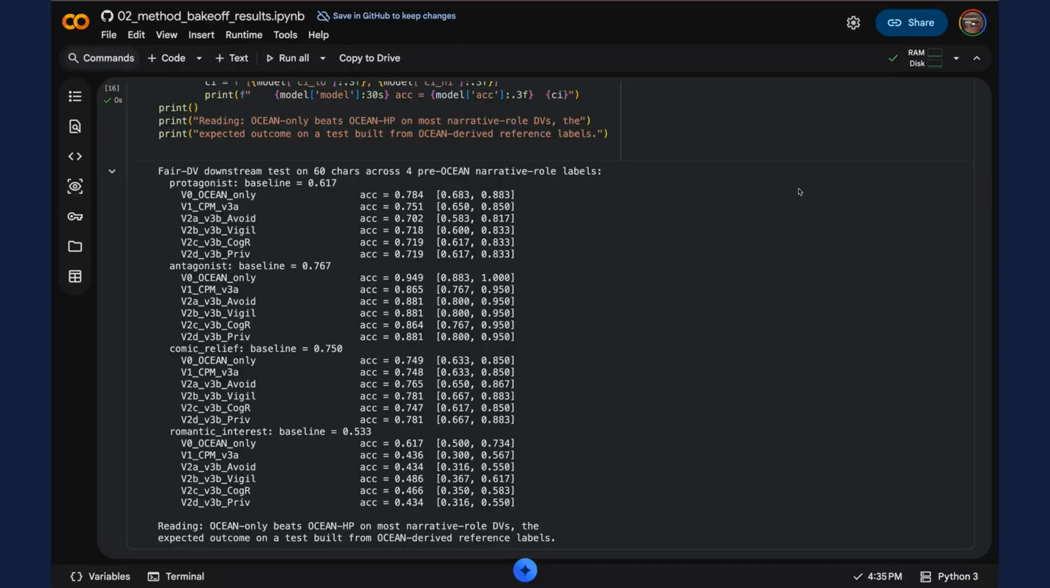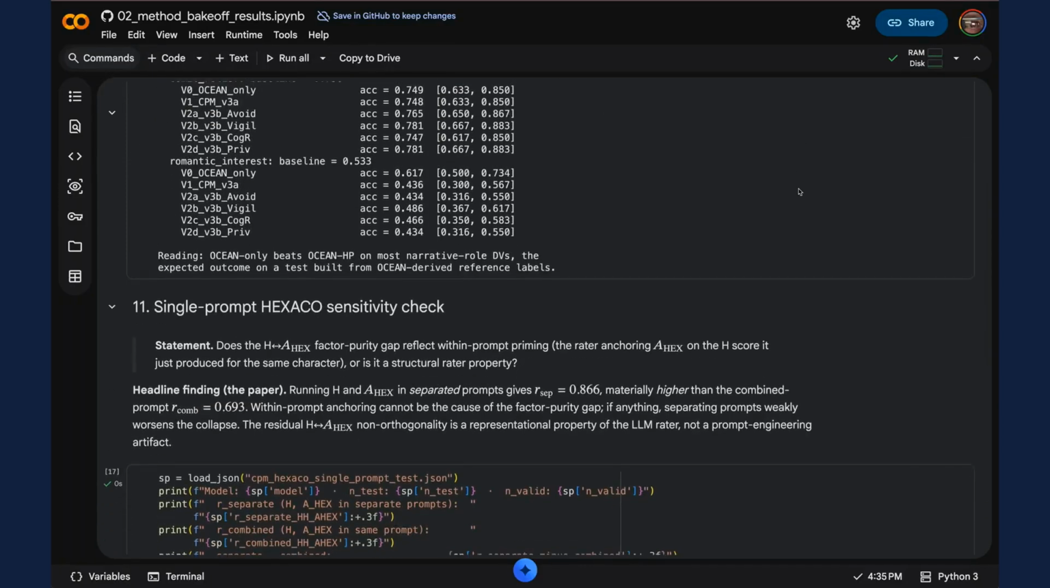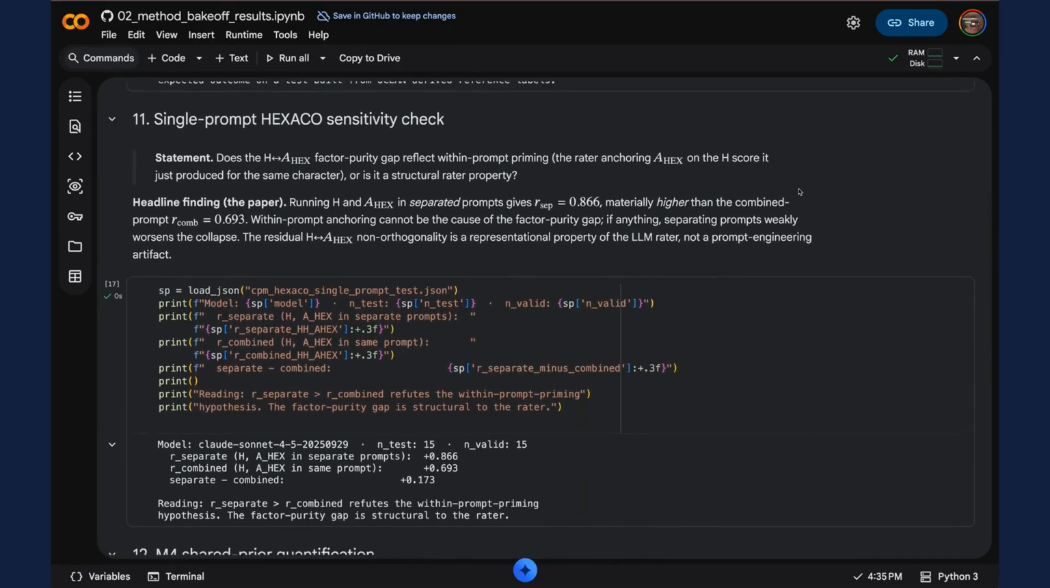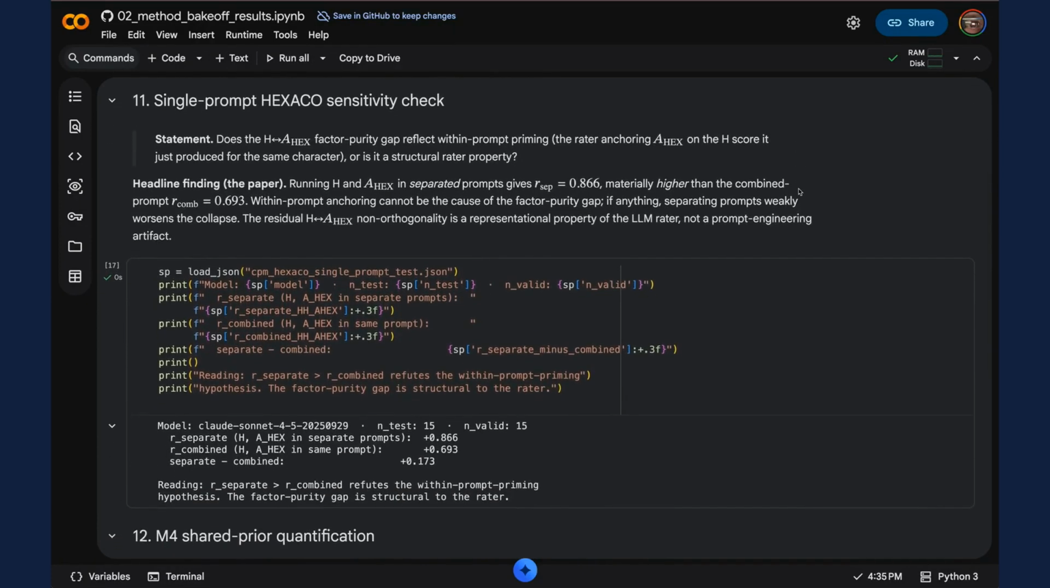And the fairness control? On narrative role prediction tasks built from Ocean-derived labels, Ocean only beats the augmented vector, exactly the expected outcome on a test built from Ocean reference labels. No circular advantage claimed.